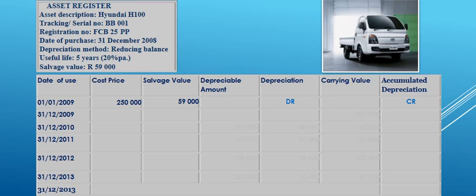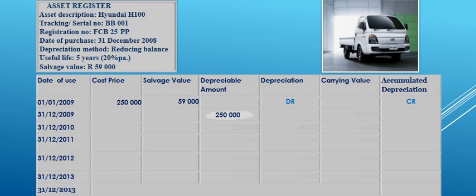The asset was put into use from January 2009, and it was used for a full period of 2009. Therefore, at the end of 2009, after 12 months of use, the depreciable amount will be calculated as 250,000. In the first year, when we are using the reducing balance method, the cost price or historical cost and the depreciable amount is the same amount. We therefore ignore the salvage value that was estimated.